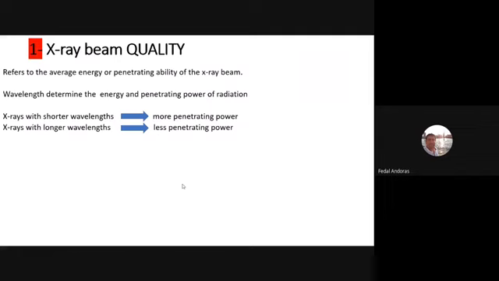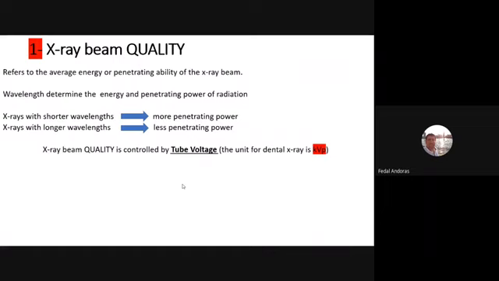X-rays with longer wavelength have less penetrating power, so they will not add to the image. They will just harm the patient. That's why we use filtration. So X-ray beam quality is controlled by tube voltage.